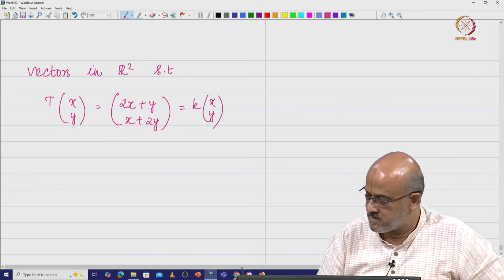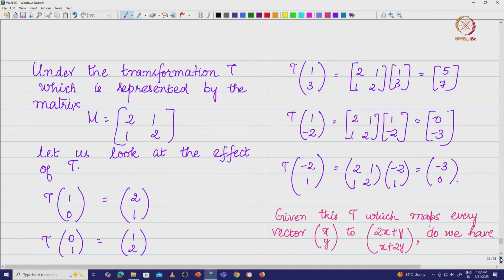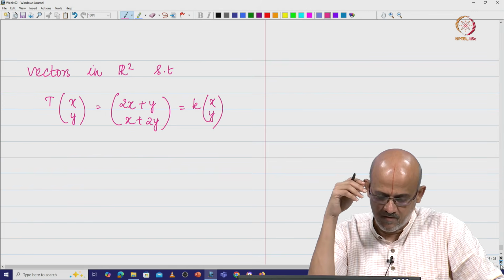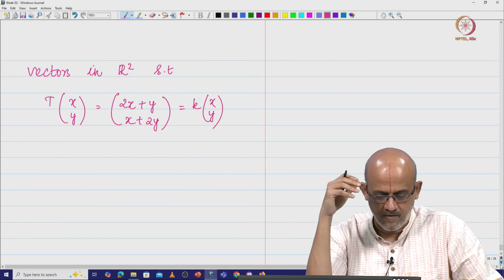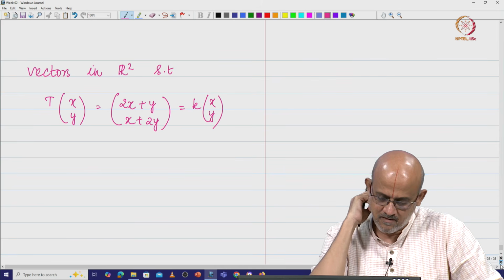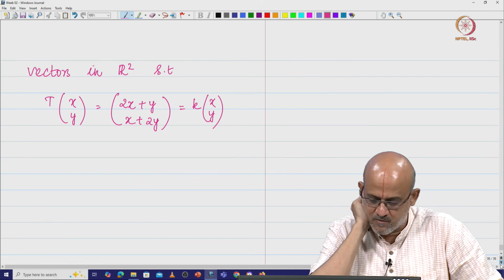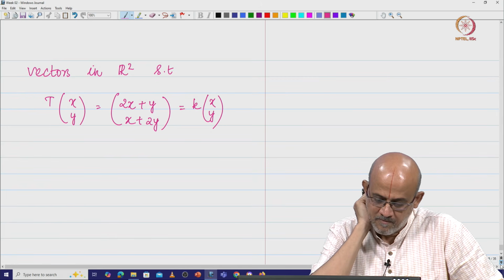So, what do we ask? We are given a linear transformation, which maps every vector (x, y) to (2x + y, x + 2y). We become a bit greedy. We want to ask, can we have vectors such that, given a vector whose components are x and y, the transformation results in a vector 2x plus y and x plus 2y.